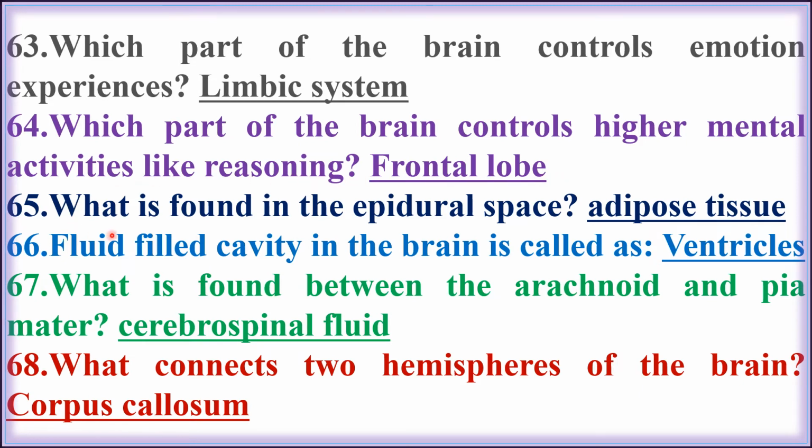Next, what is found in the epidural space? That is adipose tissue. Next, fluid-filled cavity in the brain is called ventricles. Next, what is found between the arachnoid and pia mater? That is cerebrospinal fluid. Next, what connects two hemispheres of the brain? That is corpus callosum.